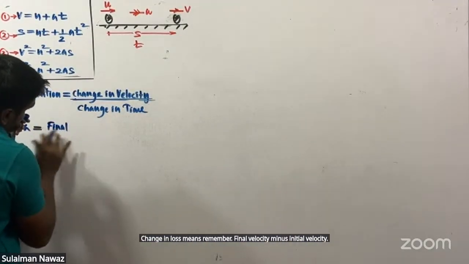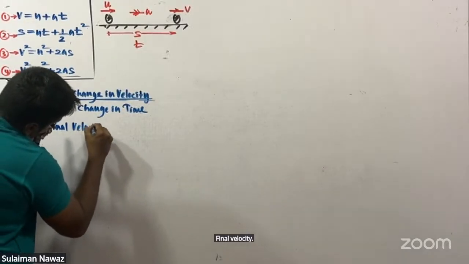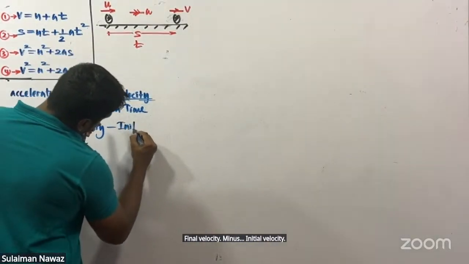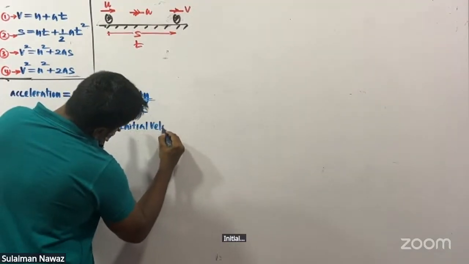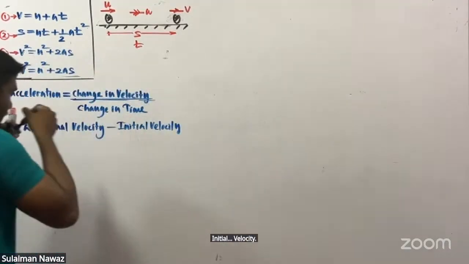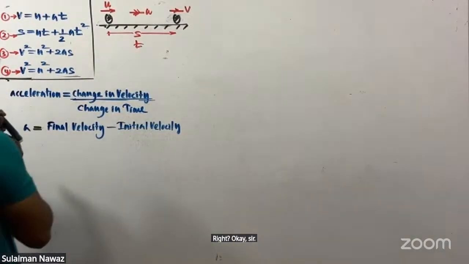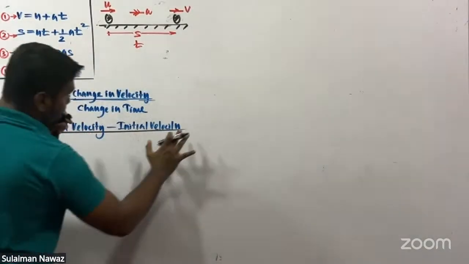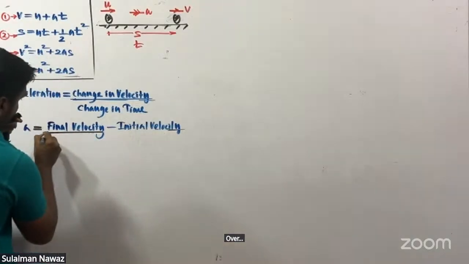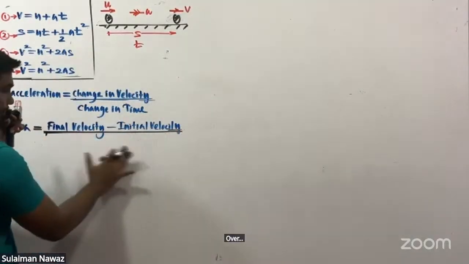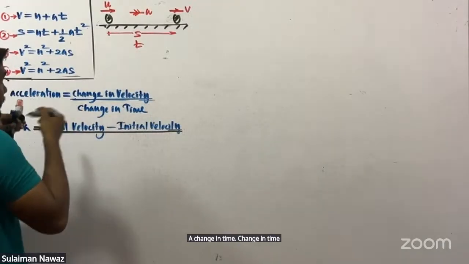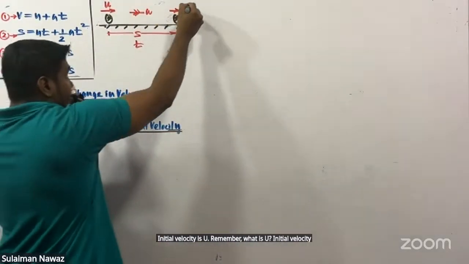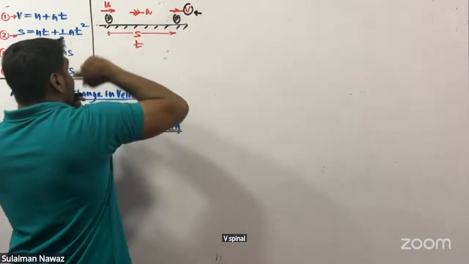Final velocity minus initial velocity, over change in time. Change in time is simply T. Initial velocity is U. Can you remember what is U? Initial velocity. What is V? Final velocity. V is final velocity. U is initial velocity.